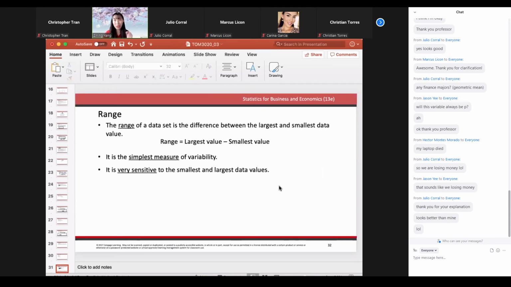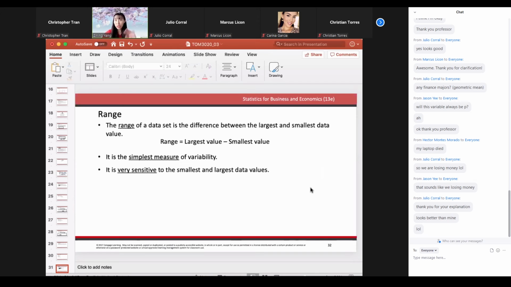The simplest measure of variability is range. The range of a data set is the difference between the largest and the smallest data value. So it's a simple subtraction.